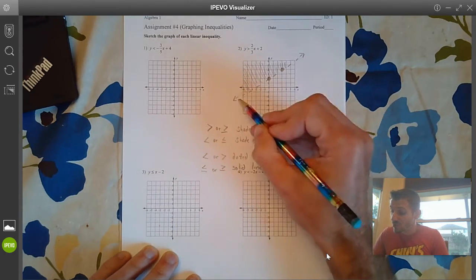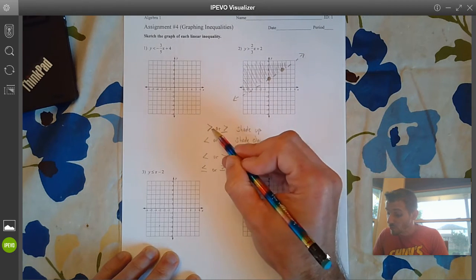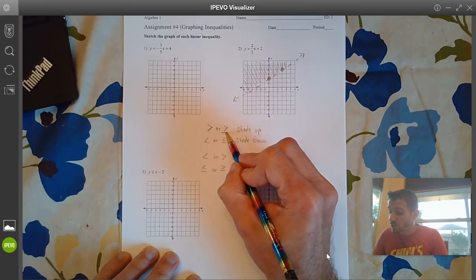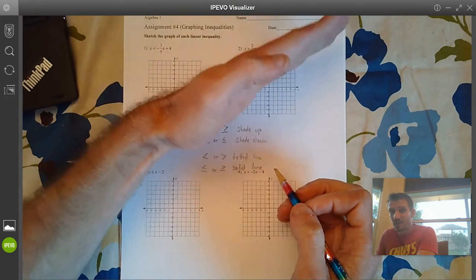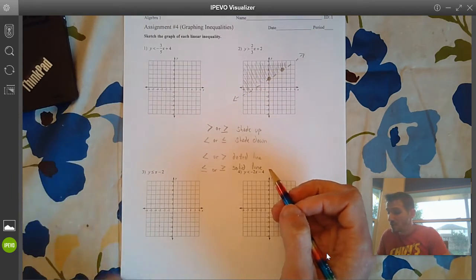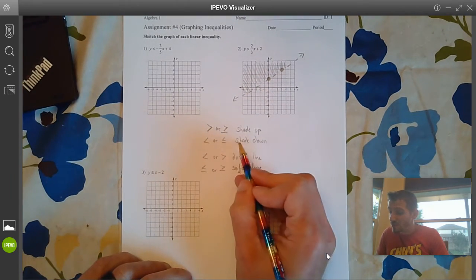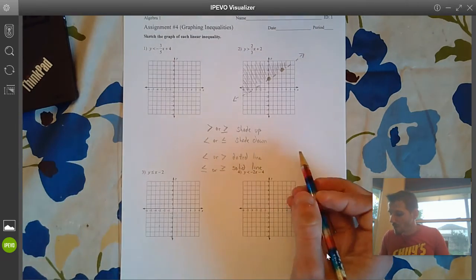Next, after we draw our dotted line, we need to know which way to shade. Well, if it's greater than or equal to, we're always going to shade up. And what I mean by that is if I put my hand on the line, where's up? Up is up that way. If it was less than or equal to, I would be shading down, which would be the opposite side.